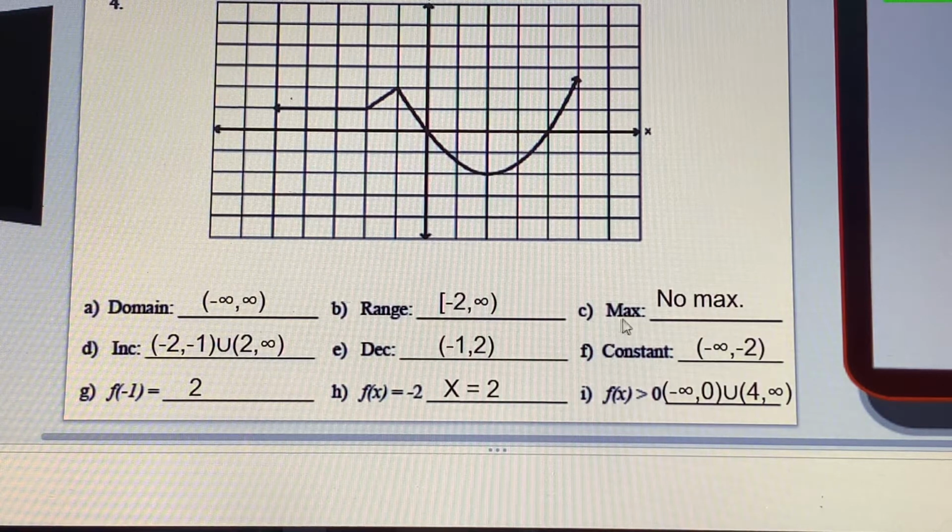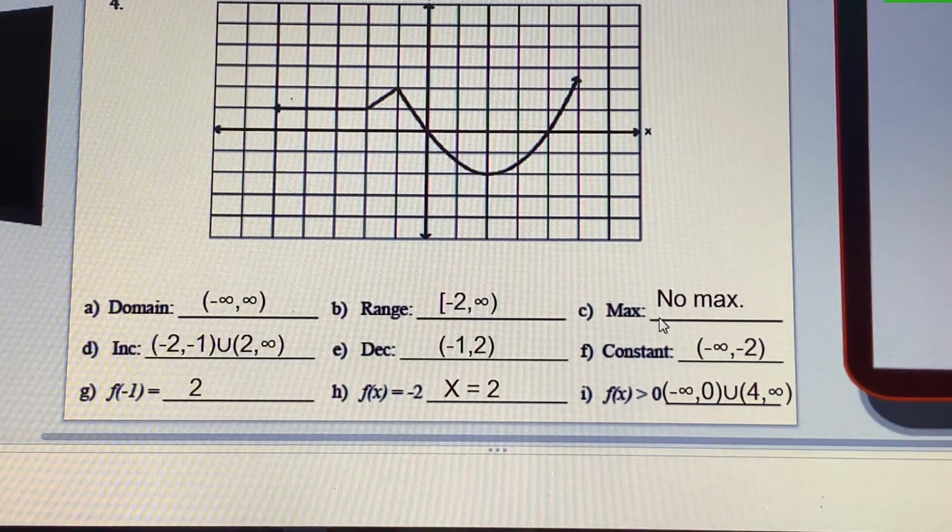For part C, okay, it's asking for the maximum, but there is no maximum. Okay, the maximum, it goes towards positive infinity. So there is no maximum number because it keeps going.